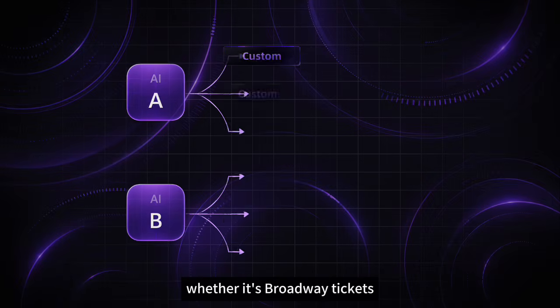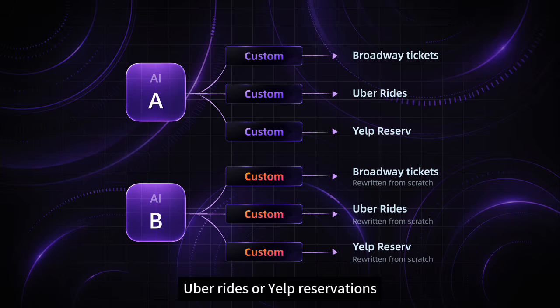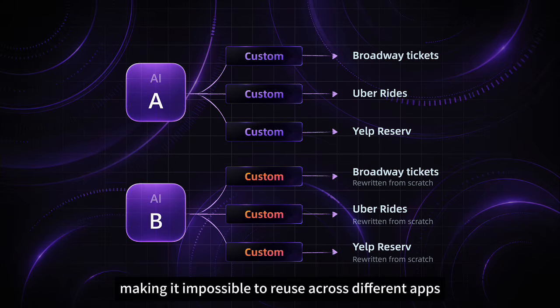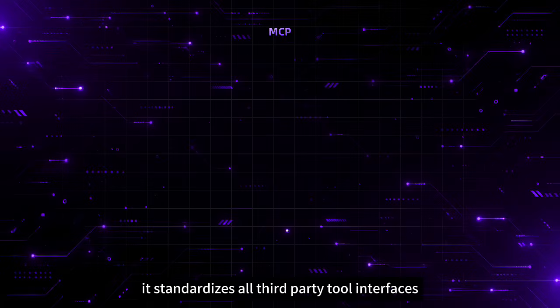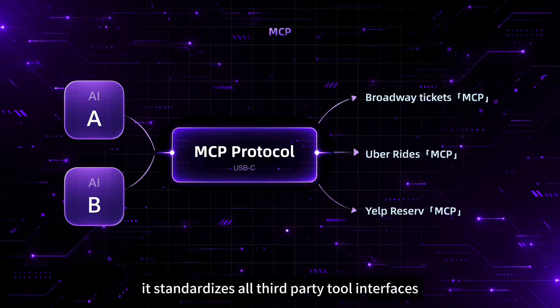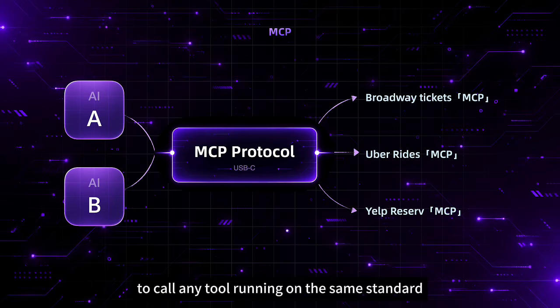But here's the engineering problem. Every new tool, whether it's Broadway tickets, Uber rides, or Yelp reservations, requires custom integration code, making it impossible to reuse across different apps. Enter MCP, Model Context Protocol. It standardizes all third-party tool interfaces. Now, an AI application only needs to connect to this single protocol to call any tool running on the same standard.